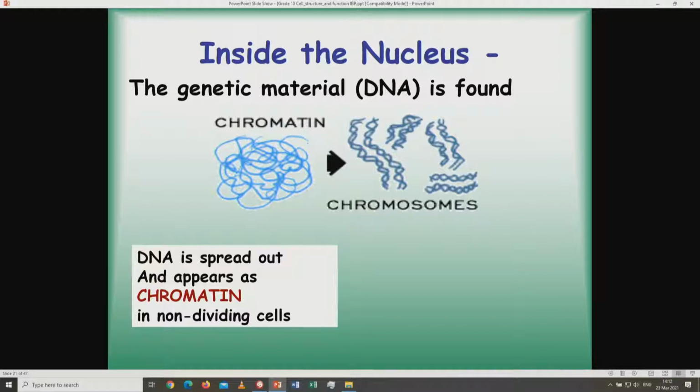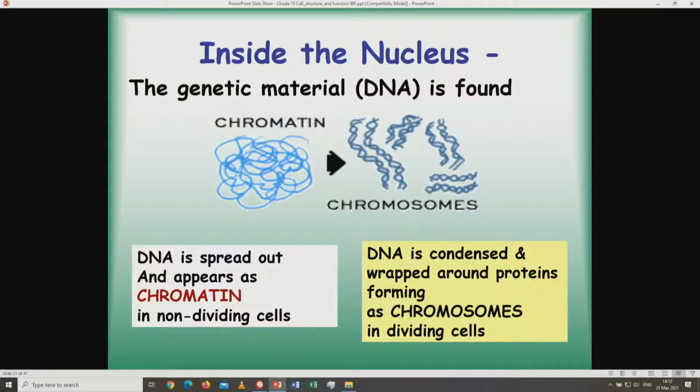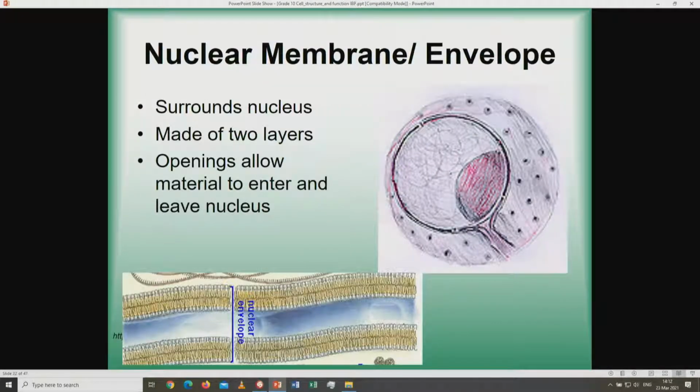As we said, that is in non-dividing cells. DNA is also condensed and wrapped around proteins, forming chromosomes in dividing cells. So it's lots of things wrapped up. If you unwind it, it's going to be long, meters long even.